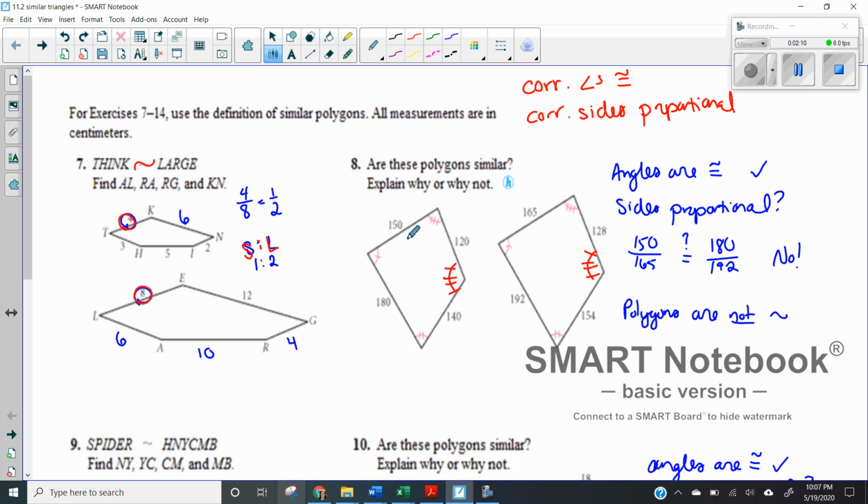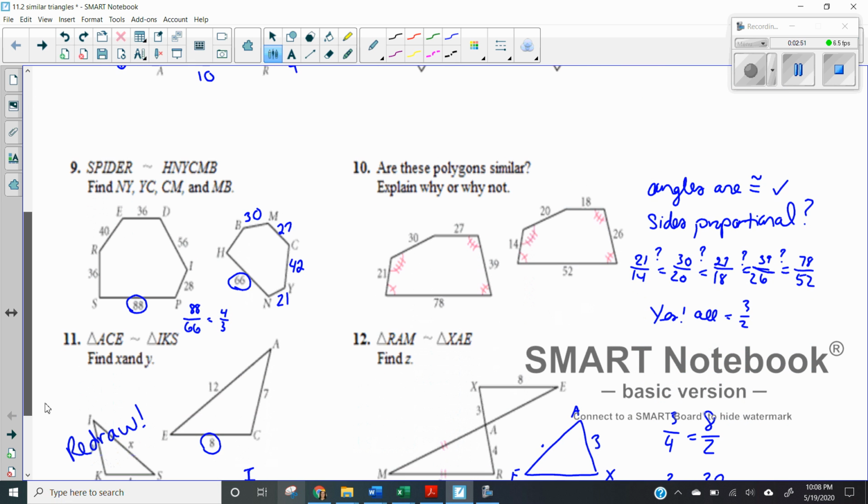So we're testing, and let me go through this first, and then let me kind of tell you the shortcut you could do here. In theory, you'd want to test all of the sides, right? 150 to 165. Is that ratio the same as 180 to 192? Is that the same as 140 to 154? But as soon as you find 2 that are not the same, there's really no point in checking all the others. Now, on the flip side of that, if you're going to say that they are similar, you would have to confirm that all 4 of those ratios are the same. Okay, but since some of them were not, I just stopped there.